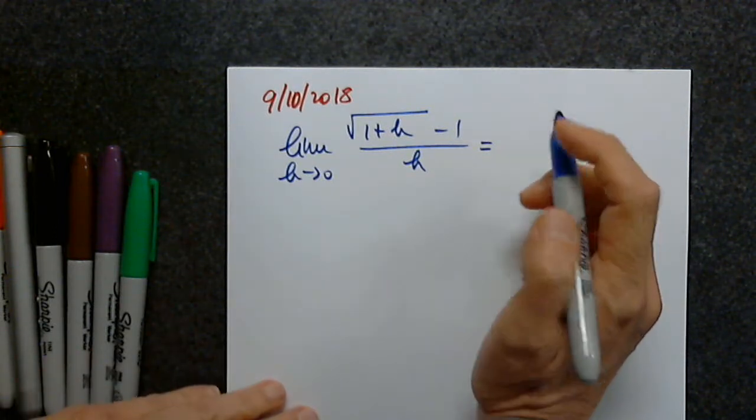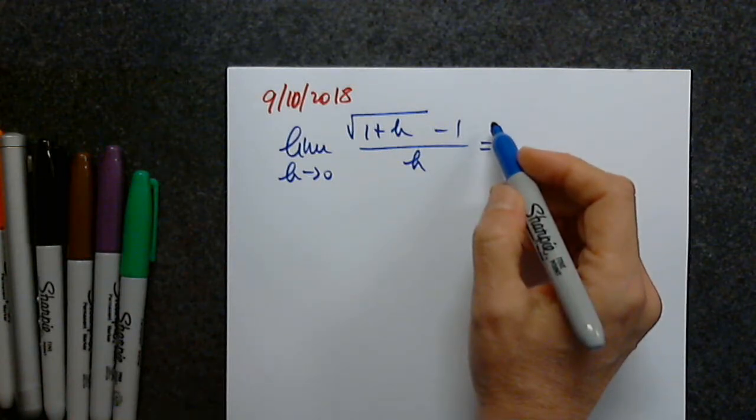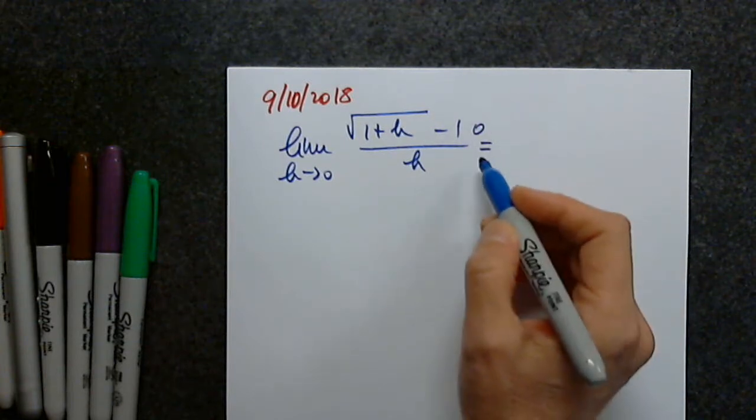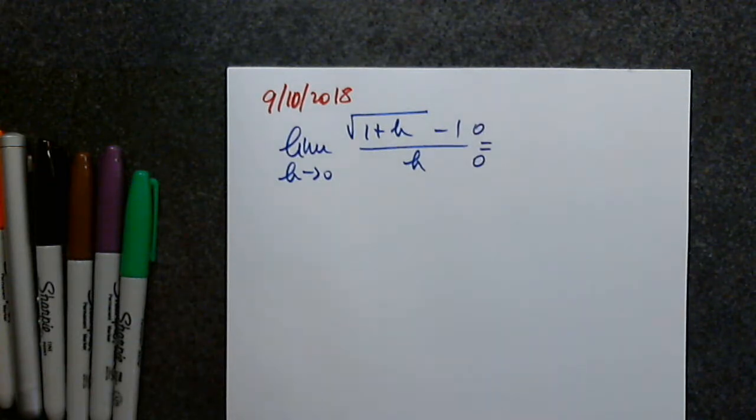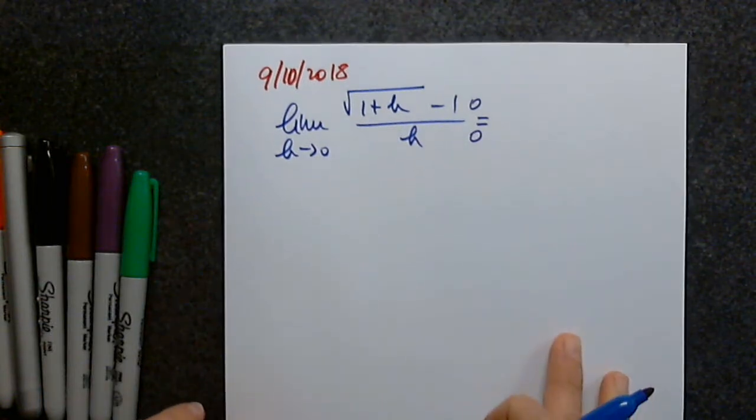Right. So the top is 0, good. The bottom is 0, good. So it's a limit that is 0 over 0, which is an indeterminate, the first indeterminate case that we looked at. And there is hope, right? So what type of limit is this?